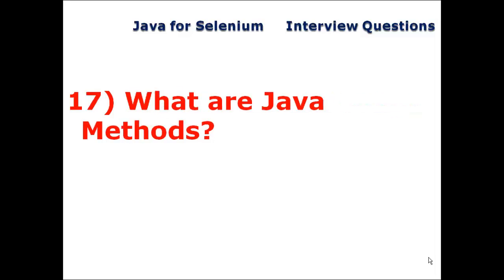Next, what are Java methods? Method is a set of statements to perform an operation. Methods, also known as procedures or functions. In structure programming, we use functions, built-in and user-defined. In object-oriented programming, we use methods, built-in and user-defined.